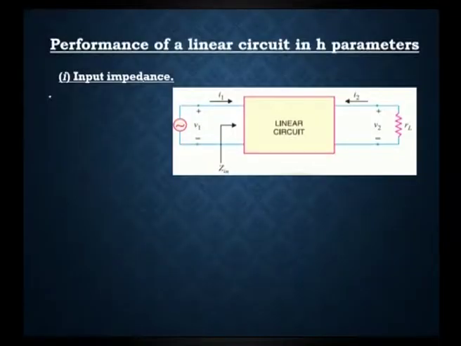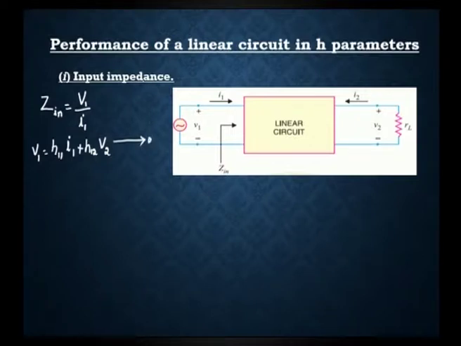For input impedance, we know from the circuit that Zin is equal to V1 divided by I1, which is the input impedance. Also we know that V1 is equal to h11 I1 plus h12 V2. This expression we already know, so we will keep it as A for reference.